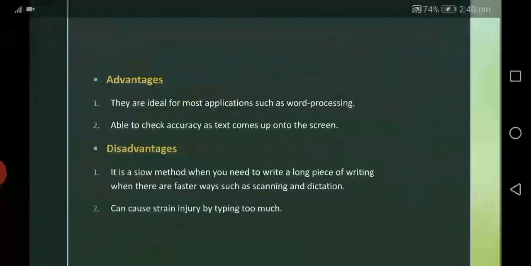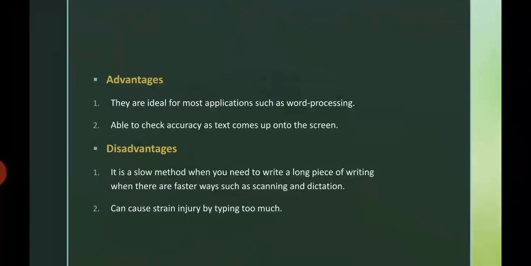Okay, now we are talking about the advantages and disadvantages of the keyboard. The very first advantage is that keyboards are ideal for most applications such as word processing. Second, we are able to check accuracy as text comes up onto the screen, so whatever we are writing can be shown on our computer system.